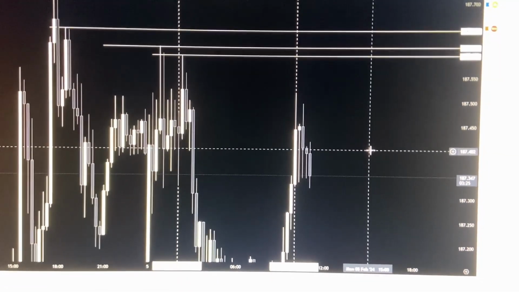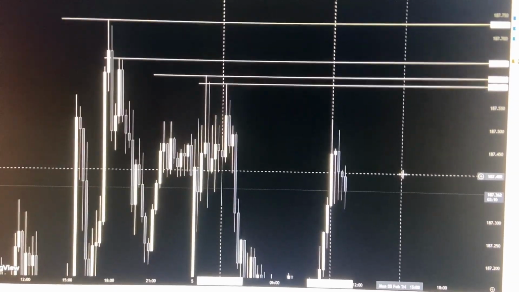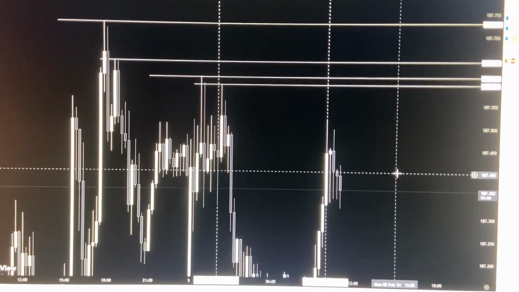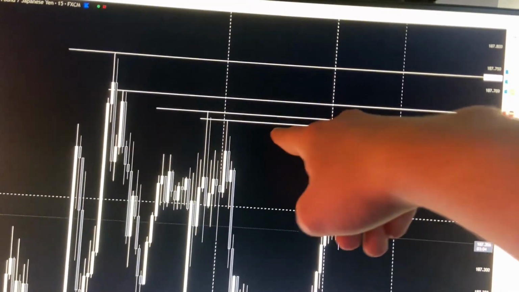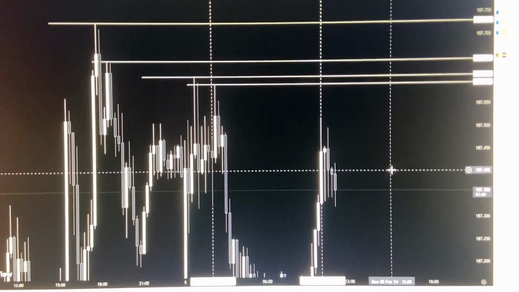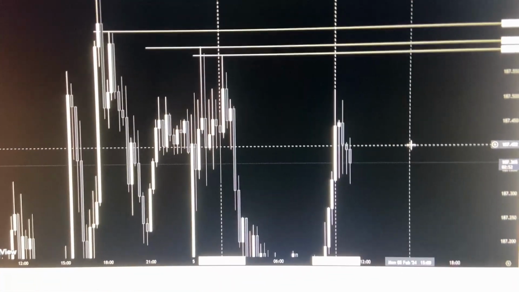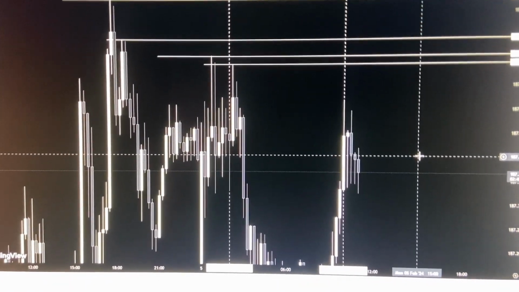Alright guys, it looks like I'm not going to take a trade because it's already been like 1 hour into the session and price ain't doing much. I wanted it to get to these areas of liquidity, but it didn't. And price ain't that volatile. It's probably because it's Monday morning.